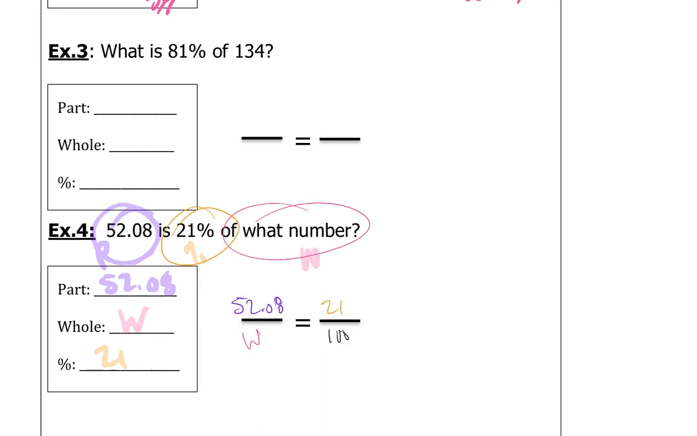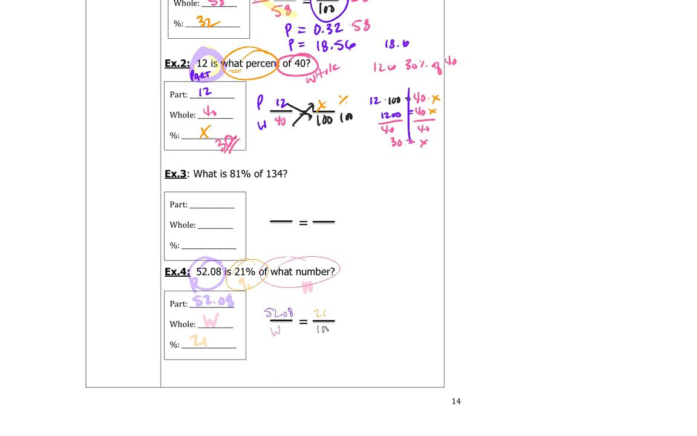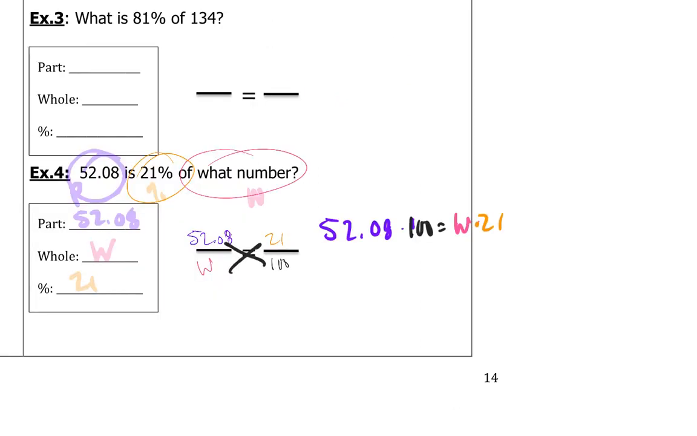So now we're going to use that cross product equation. So we're going to come across. We'll have 5208. So there we go. We got 52.08 times 100 equals W times 21. If we simplify this first, that's 5,208 equals 21W, because we can use the commutative property to rewrite that. That means we're going to divide both sides by 21, which means W equals 248.